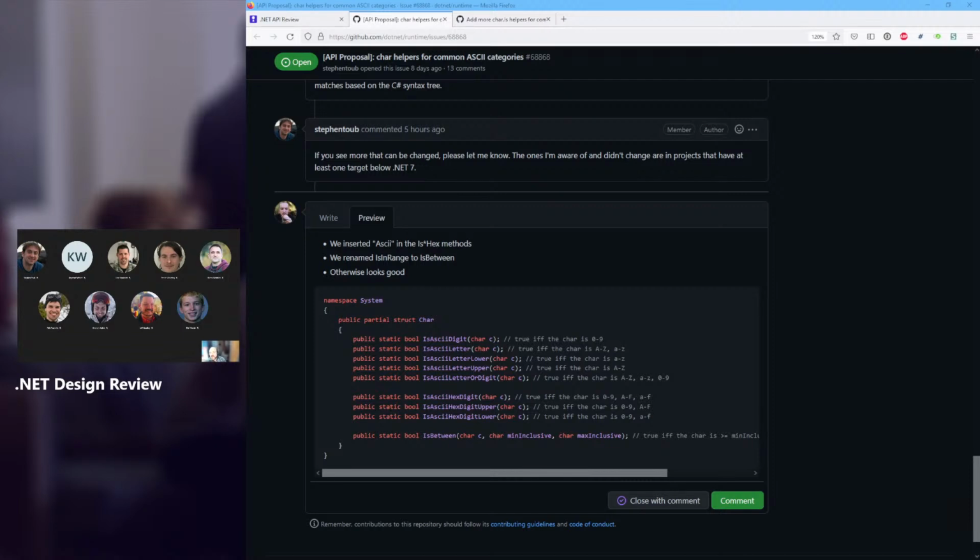I feel like probably most people who are doing anything with hex want hex digit, and then letting upper and lower sit right next to it in IntelliSense is good. So I like it the way it is. Okay. Any other commentary?